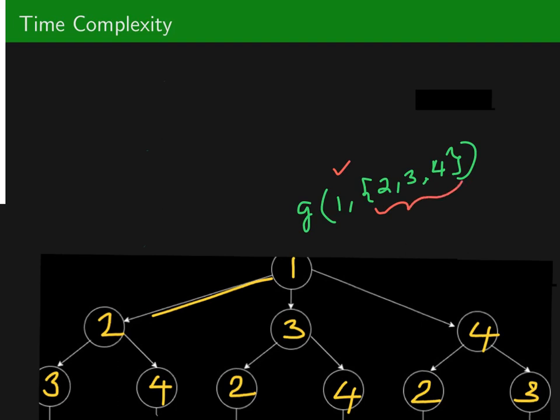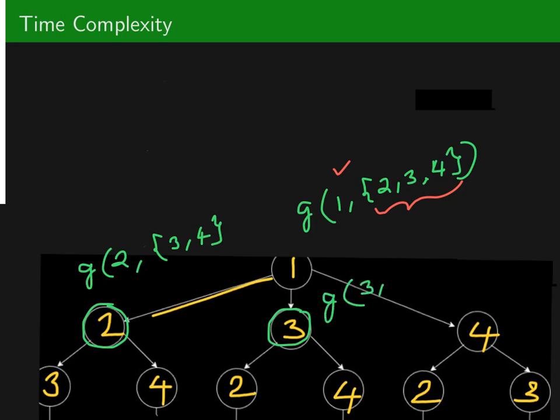Similarly, we can write the min costs for each of the nodes in the other levels as well. For example, if you are at node 2, the min cost from here can be written as g of 2, comma, the rest of the vertices to be visited are 3 and 4. Similarly, if you are at 3, it can be written as g of 3, comma, the rest of the vertices to be visited are 2 and 4.